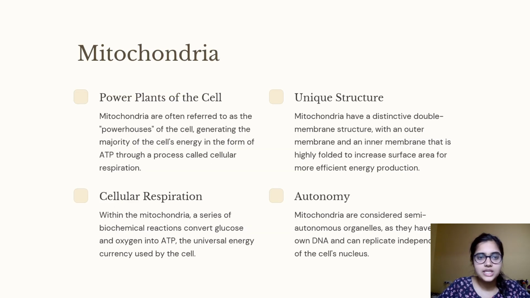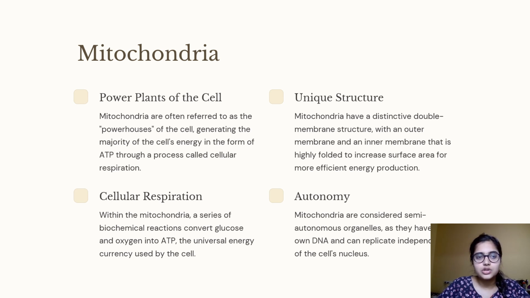Next is mitochondria. These are also known as the power plants of the cell. Mitochondria are often referred to as the powerhouses of the cell, generating the majority of the cell's energy in the form of ATP through a process called cellular respiration. Now, what is cellular respiration? Within the mitochondria, it is a series of biochemical reactions that convert glucose and oxygen into ATP, the universal energy currency used by the cell.